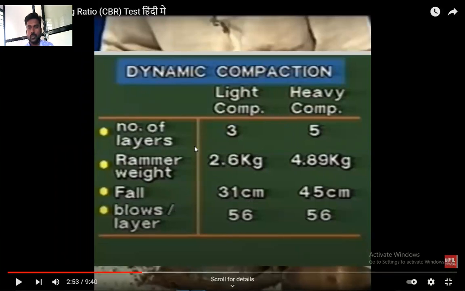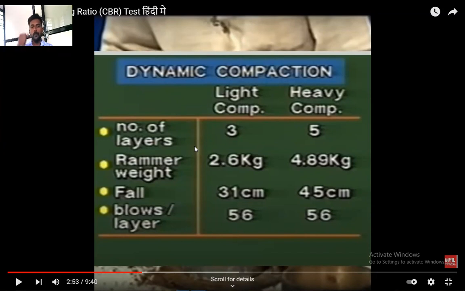Let's see here. This is a very important chart. Now we are going to study how we are going to test the CBR value for the soil. In this, we have to go for the compaction. Depending on the different types of compaction, we are using two types here: the light compaction and the heavy compaction. For the light compaction, the number of layers in which we are compacting the soil is 3.